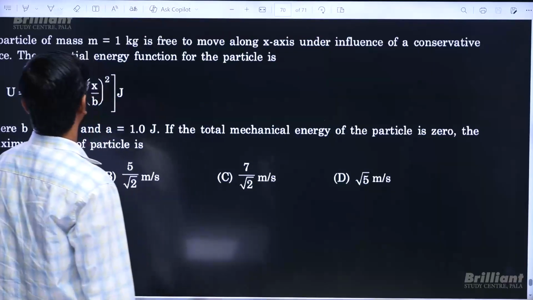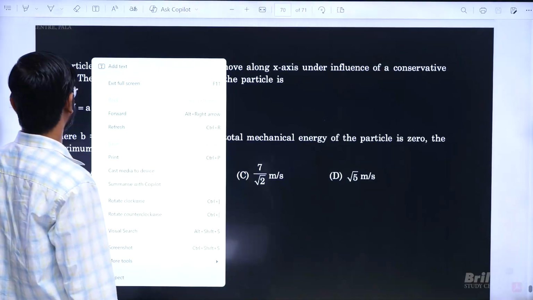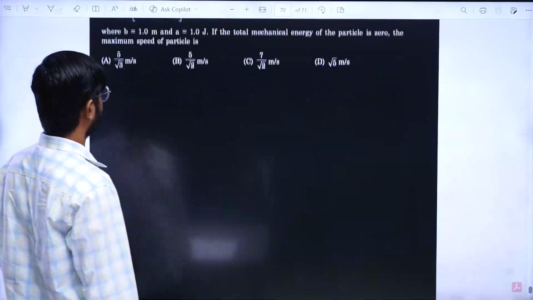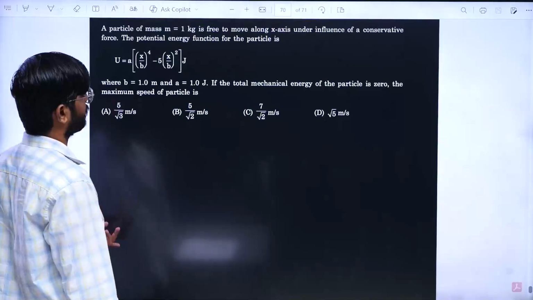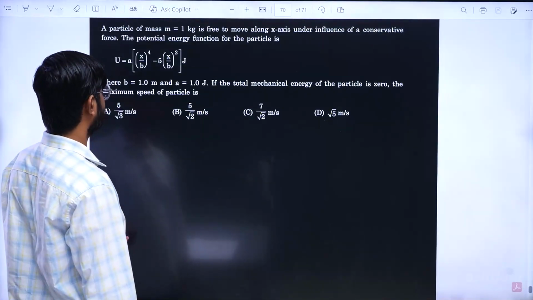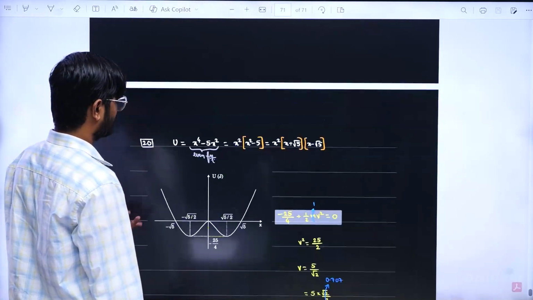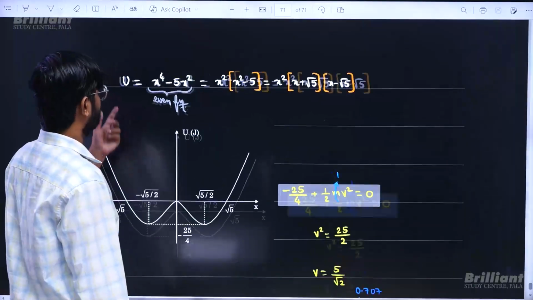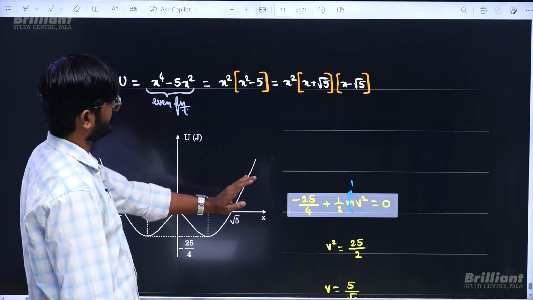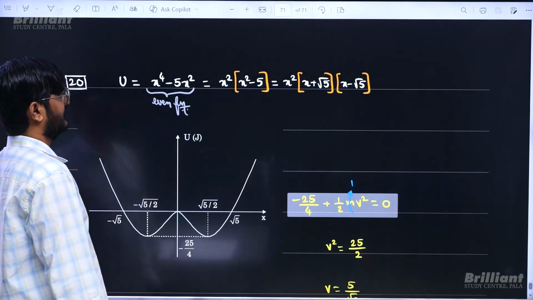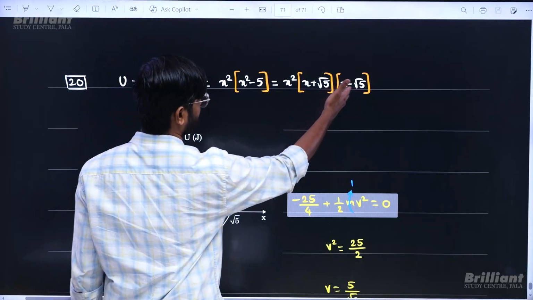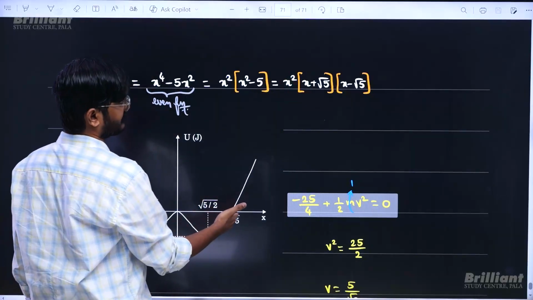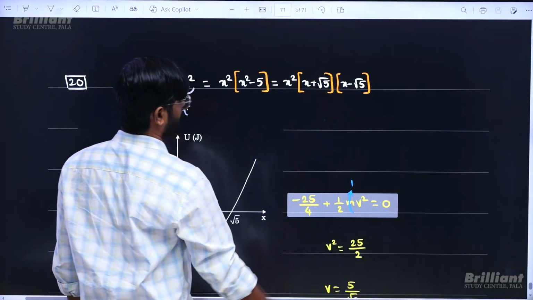Going to the next question, a particle of mass m is there and it is a conservative force, and potential energy is given, where A value and B value are 1 unit. Total mechanical energy is 0, then find the maximum speed. You can plot the graph. This is an even function, so whatever happens on the right hand side should be the same as the left hand side, and you can see it is going to become 0 at 0 as well as at minus root 5 and plus root 5.